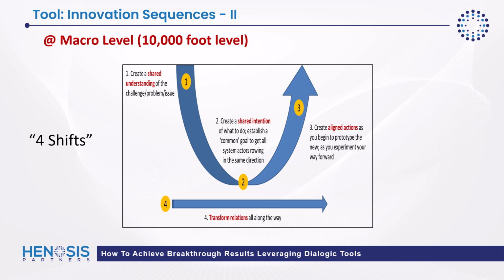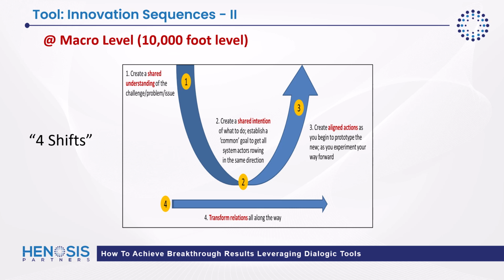And lastly, and unbeknownst to all, you as the OD change leader are trying to initiate the most important shift of all, which is to transform relations all along the way. So this is what an innovation sequence looks like at macro level.